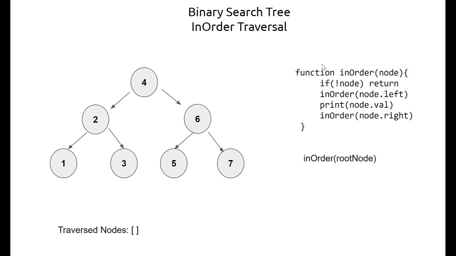Now let's go into the graphical overview of an in-order traversal function of a binary search tree. So first we have here on our left a binary search tree, and here on the right part of the screen we have the code of a normal recursive in-order traversal function.